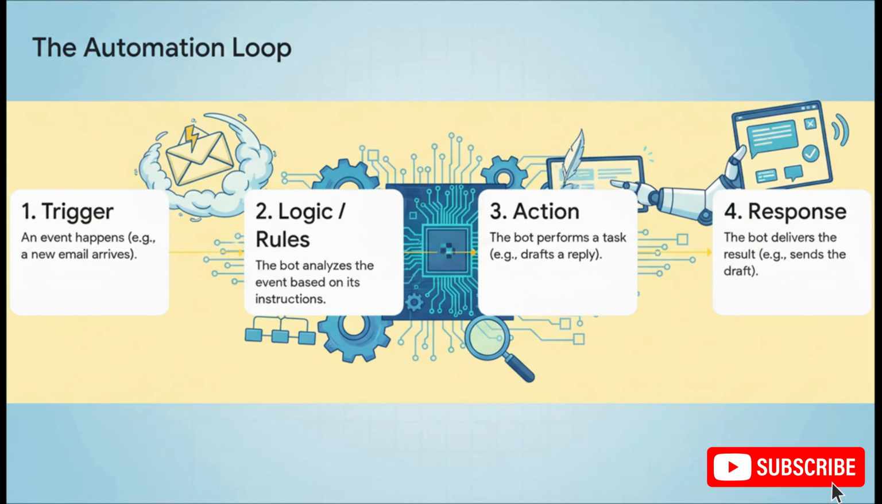First, something has to kick it off. That's the trigger. An event happens, like a new email lands in your inbox. Second, the bot applies its logic and rules, the instructions you gave it, and analyzes the event, asking questions like, is this from a VIP customer or does the subject line have the word urgent? Third, based on those rules, it takes an action, like maybe drafting a reply. And finally, it delivers a response, like sending that draft over to you for a quick approval. So it's always trigger, logic, action, response. That's the core of how it all works.